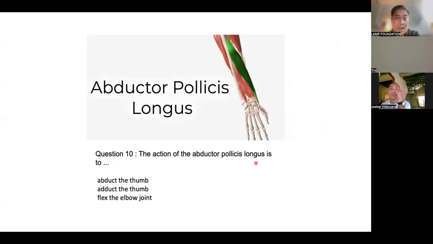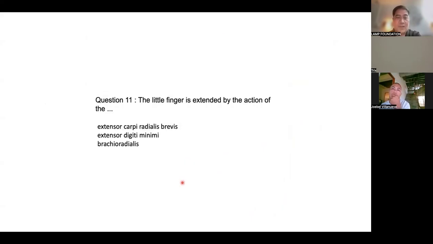The action of the abductor pollicis longus is to abduct the thumb. The little finger is extended by the action of the extensor digiti minimi.